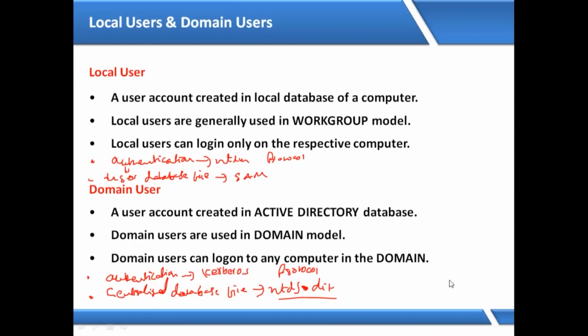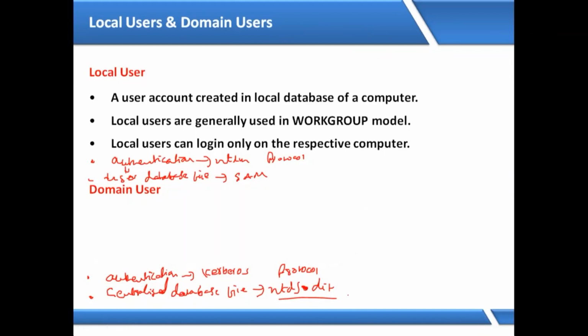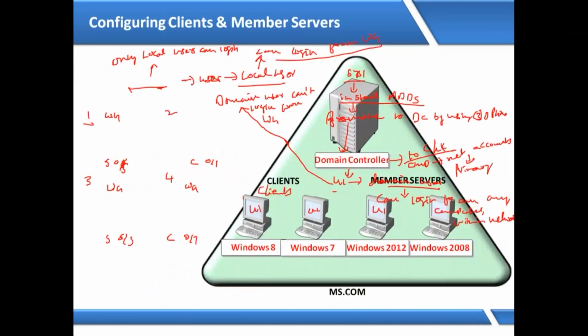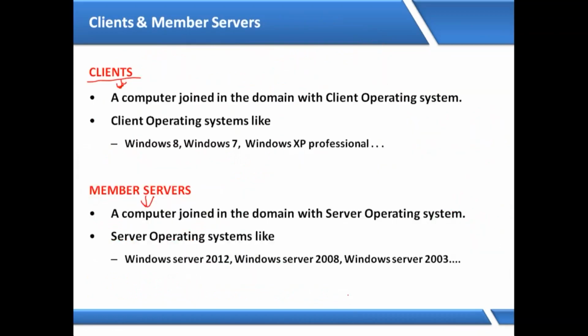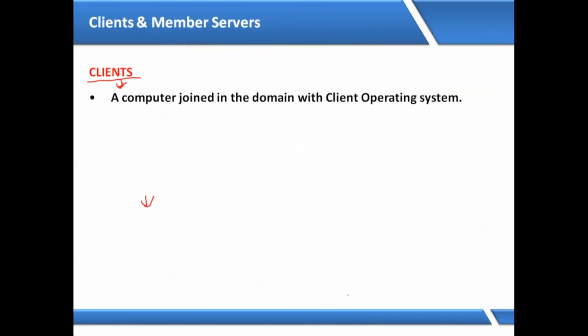So now we are working on a domain model. In the domain model now we have two types of machines. Which machine is most important? Today onwards we need to use two machines, server and client. So now domain is represented as what? Domain is represented as a triangle.